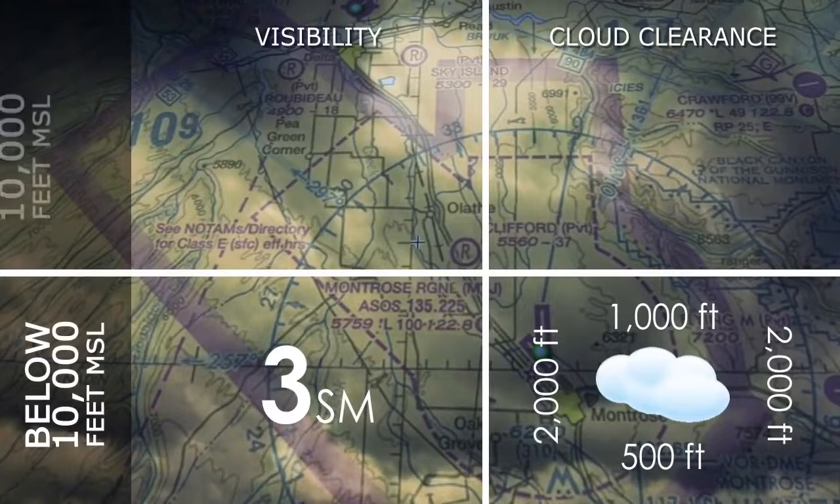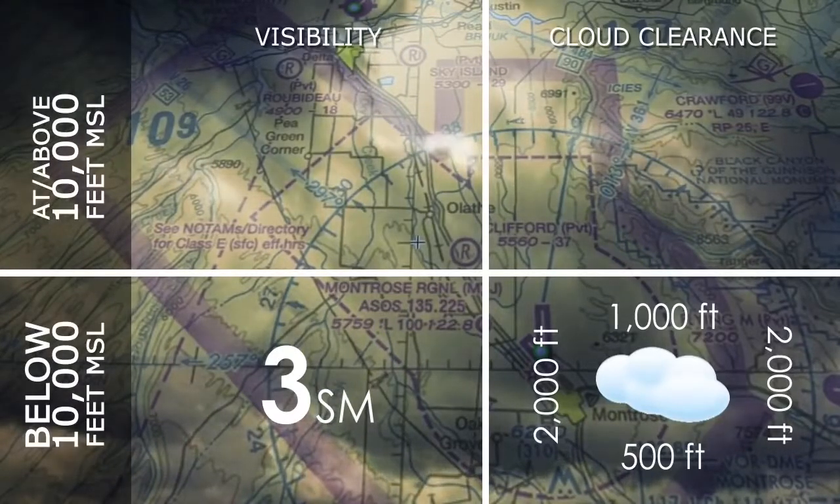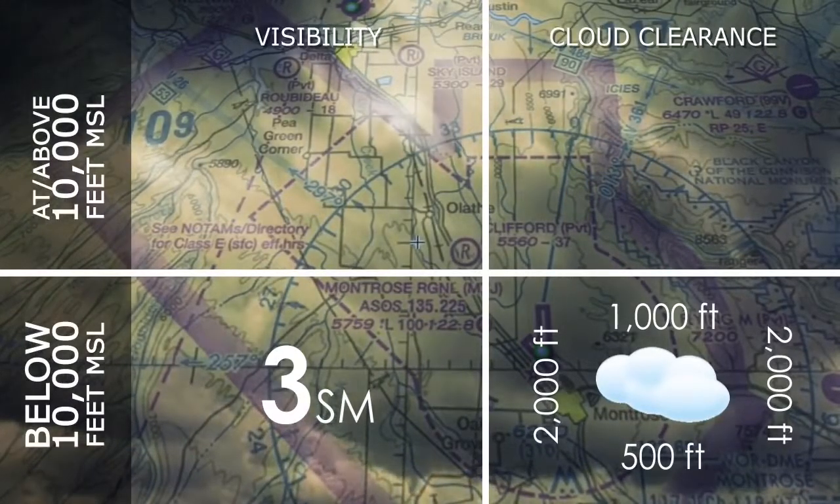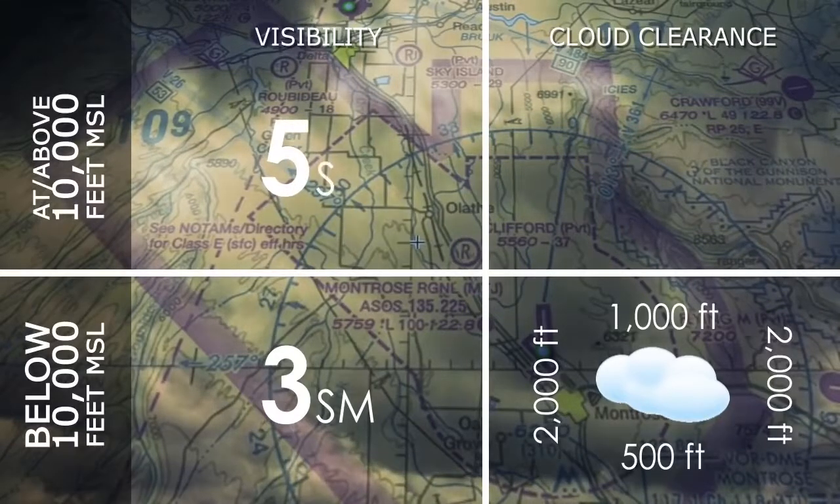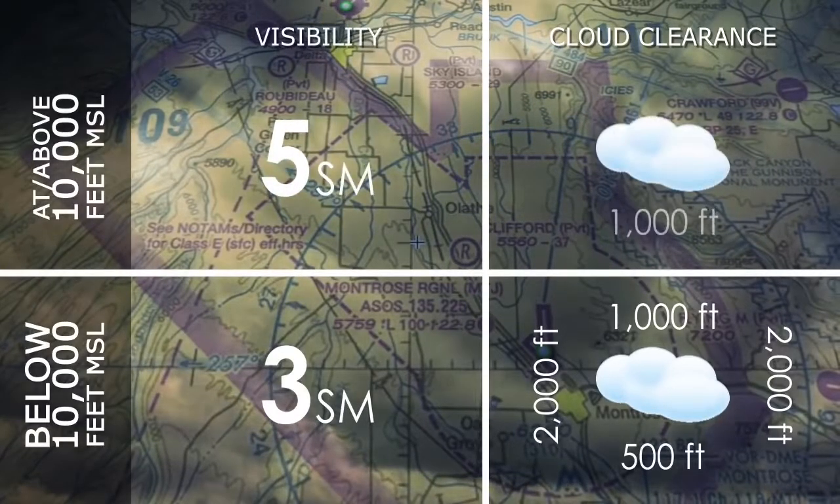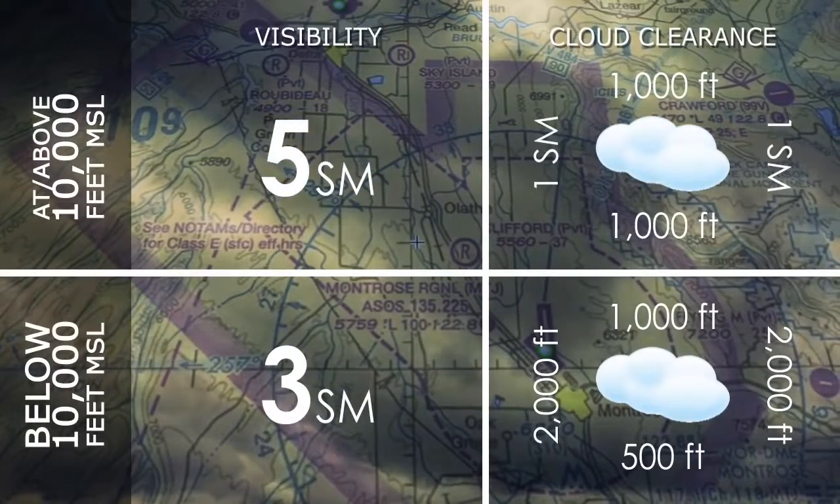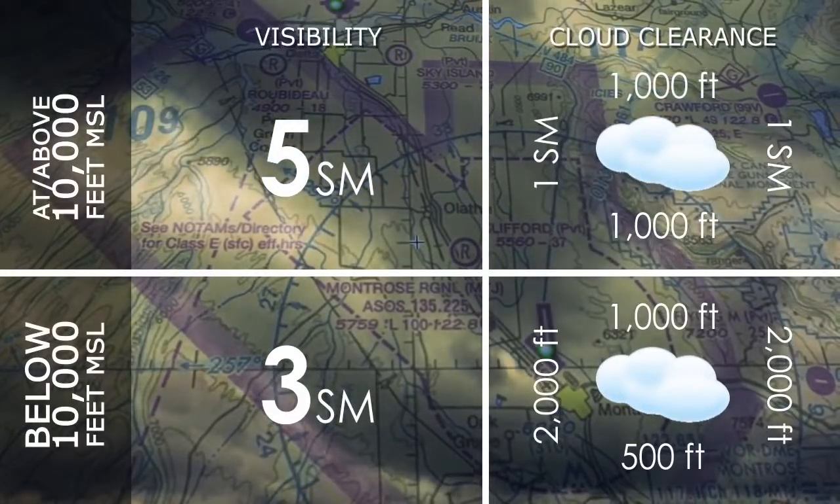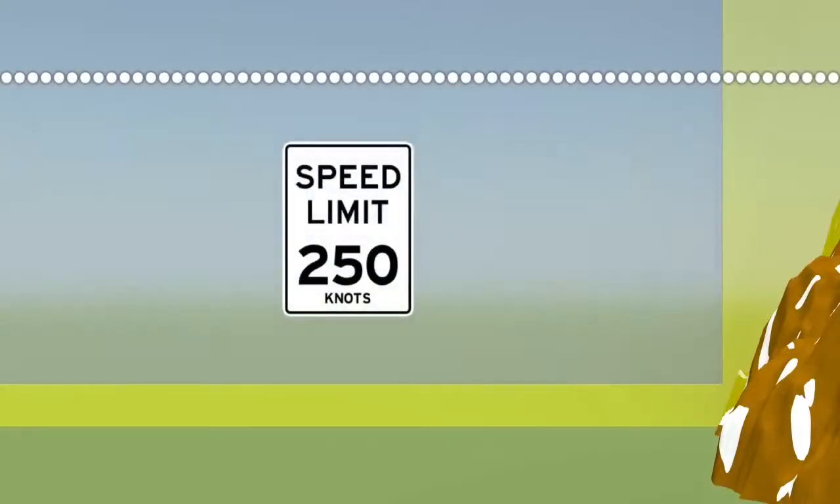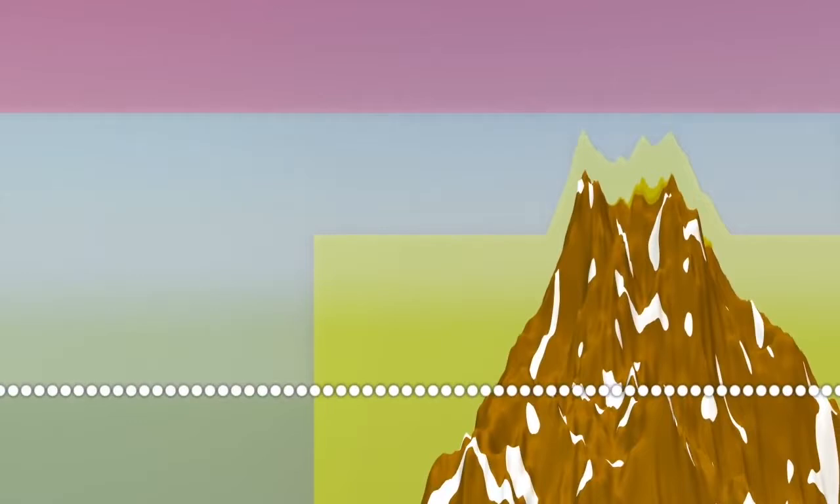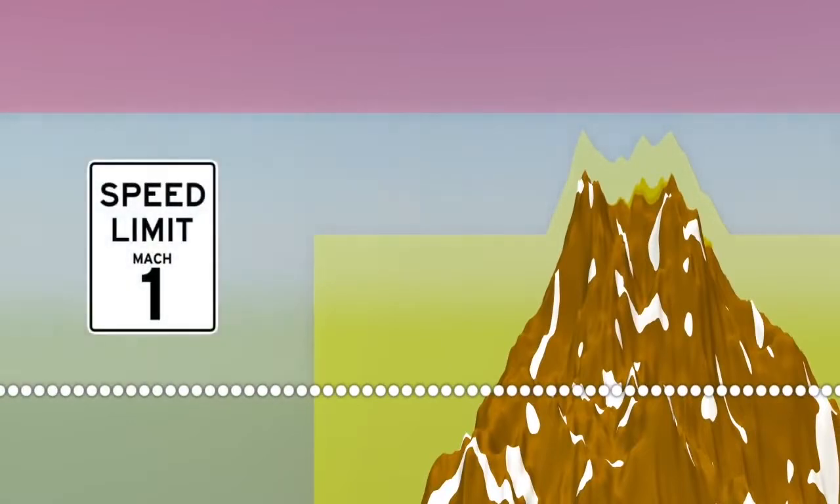However, when operating at or above 10,000 feet MSL, the requirements increase. There, the visibility must be at least 5 statute miles, and aircraft must remain at least 1,000 feet below, 1,000 feet above, and 1 statute mile horizontally from any clouds. Similar to other airspace, the maximum airspeed an aircraft can fly is 250 knots when below 10,000 feet MSL. There is no speed limit when at or above 10,000 feet, except to remain slower than the speed of sound.